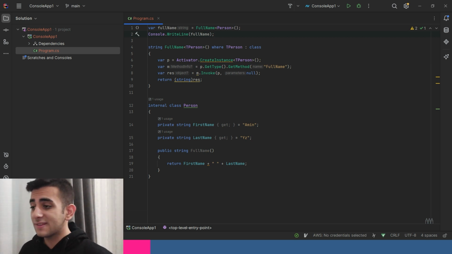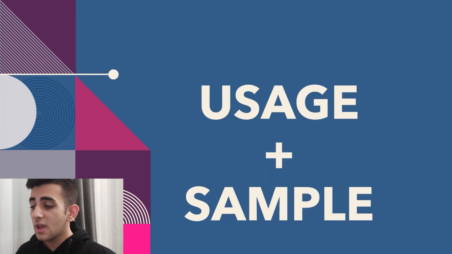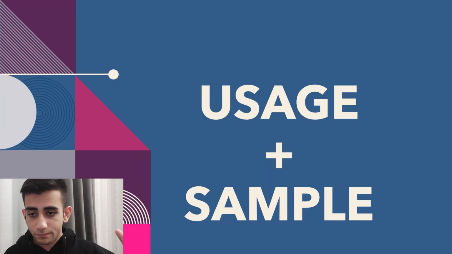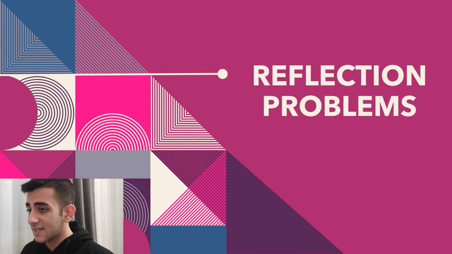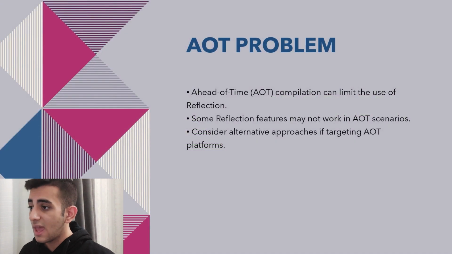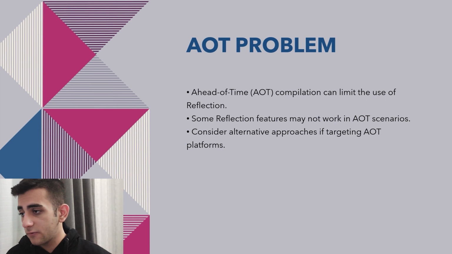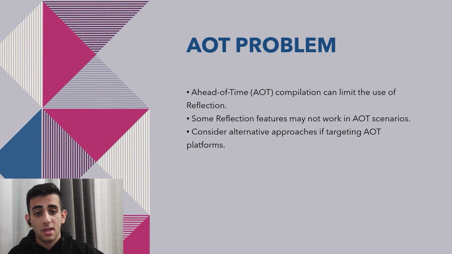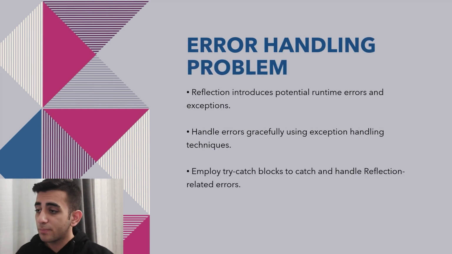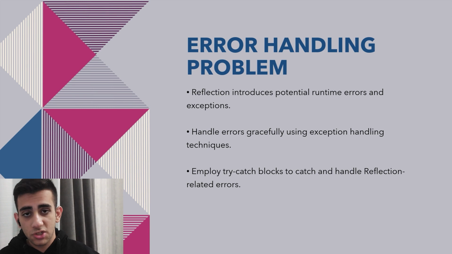It's very cool, but there is a problem with it. As I told you before, there are some benefits of using reflection, and there are some problems with it. For example, on .NET 6 and higher, you get some problems with AOT compilation. You get some limits on using reflection. Why? Because as I told you before, reflection is kind of dependent on JIT. There are also problems with error handling in reflection that might be challenging for you.